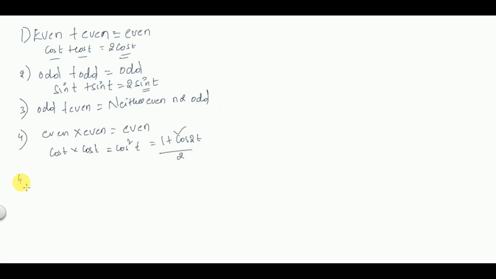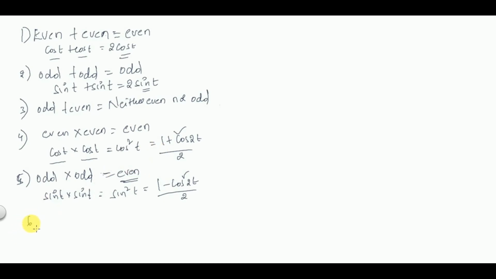Fifth, odd into odd. Odd into odd, the resultant is an even signal only. Suppose sin t into sin t is sin square t. Sin square t can be written as (1 minus cos 2t) by 2. Again, the cosine signal is an even signal, so the resultant will be an even signal. I am giving these examples in order to make you remember easily.